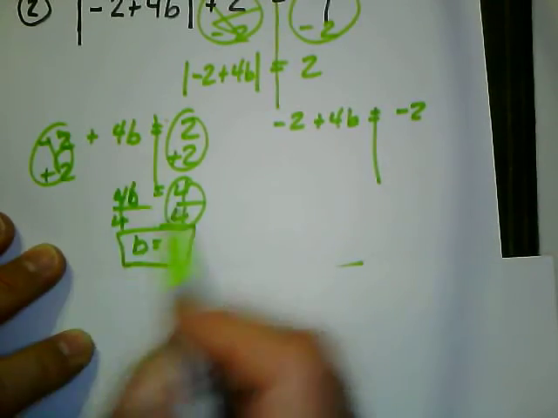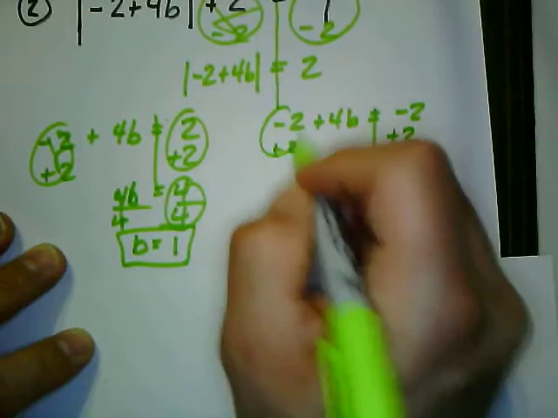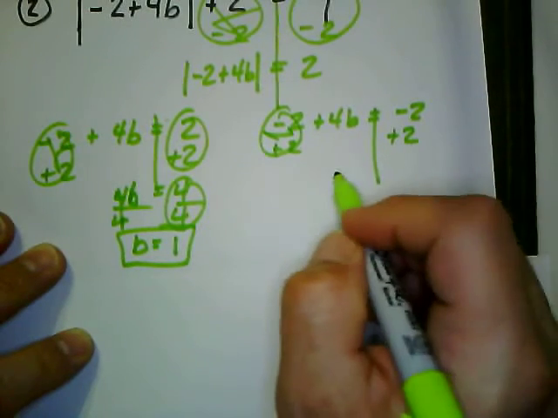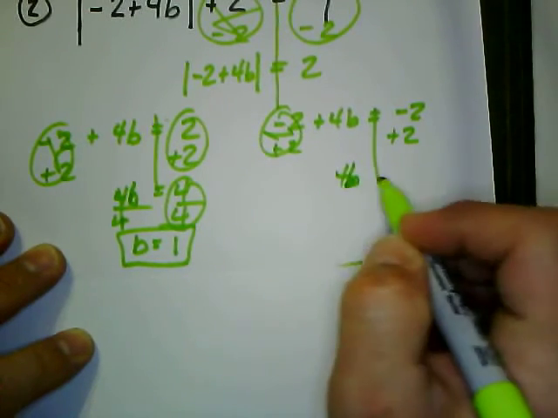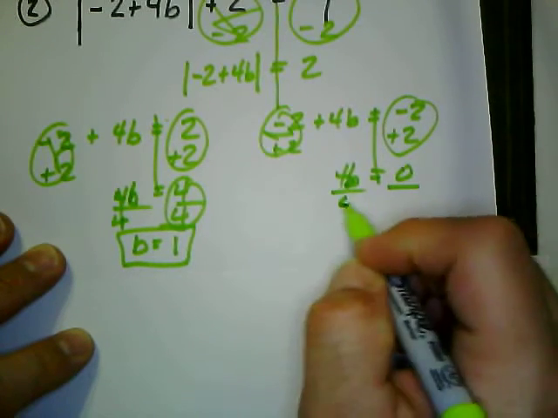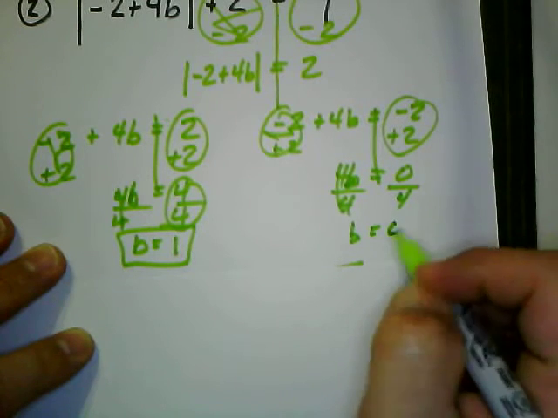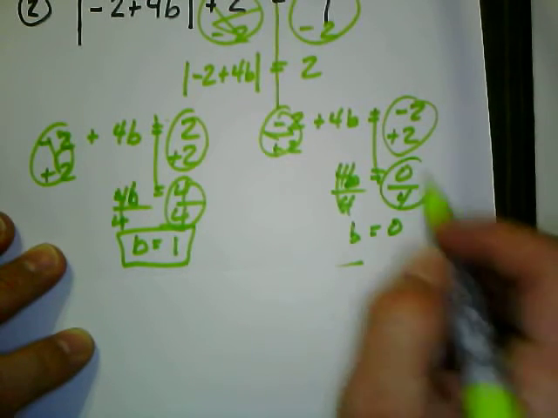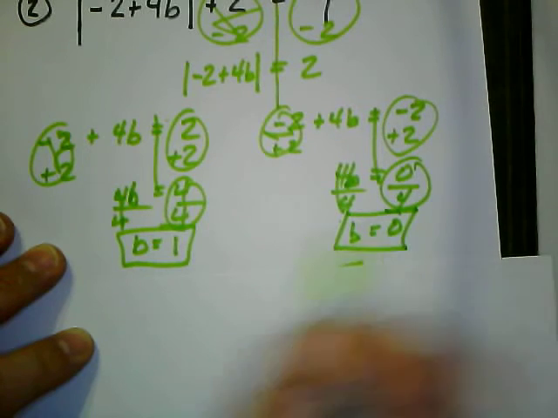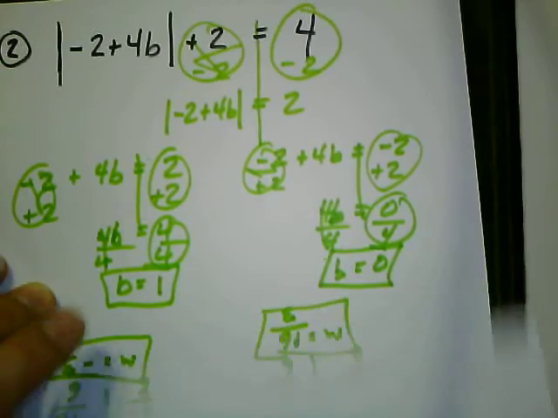Come over here again. Do the same thing as you did over here. You're really not doing anything different. Adding 2. We have 4b equals, and this time, -2 plus 2 is 0. Still need to divide by 4. B equals 0. So 1 and 0 are our answers. Okay? I hope you're able to see that.